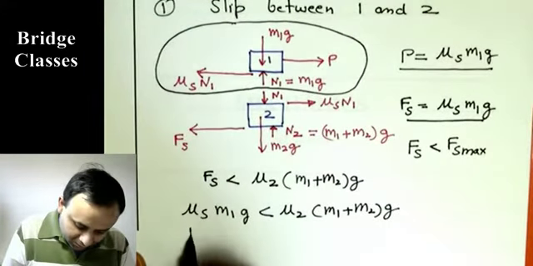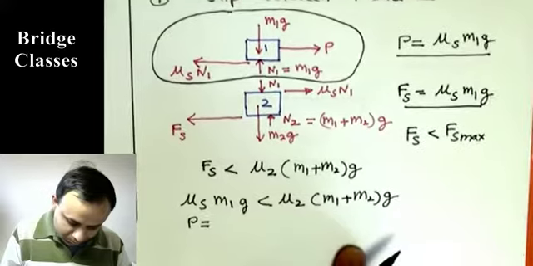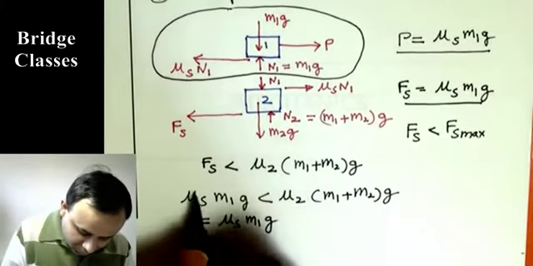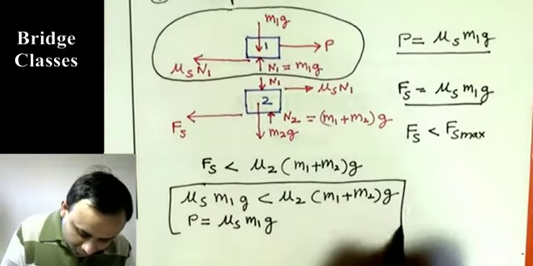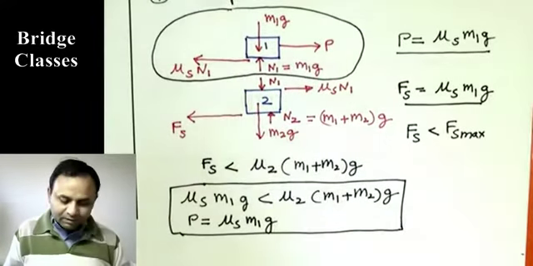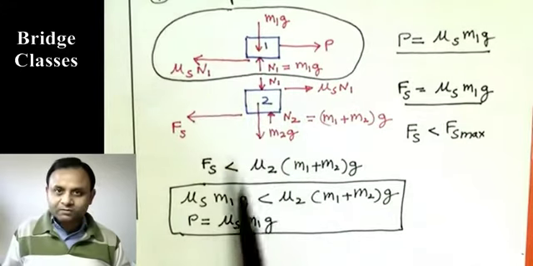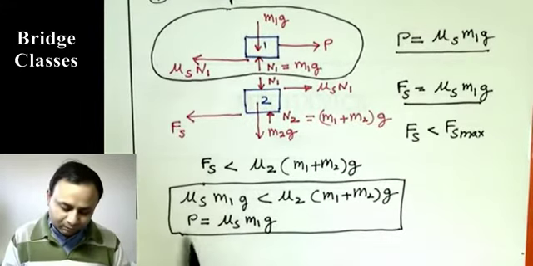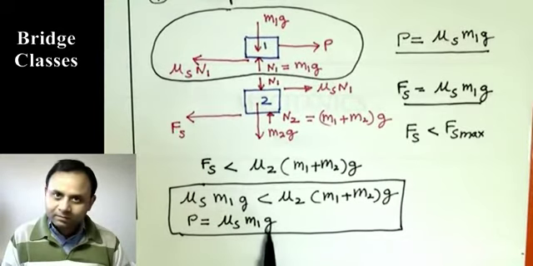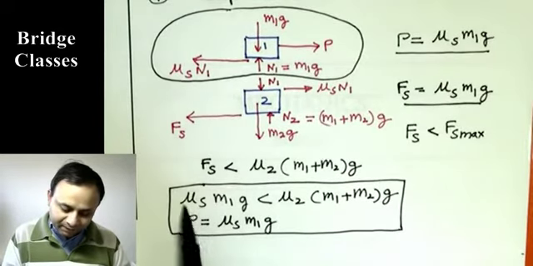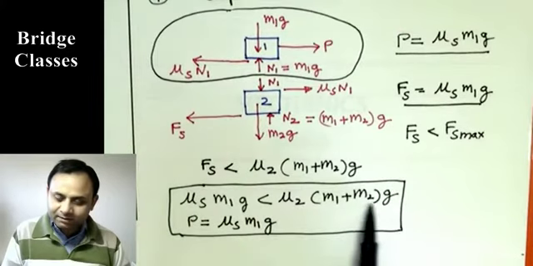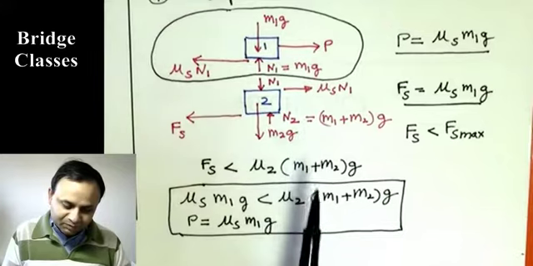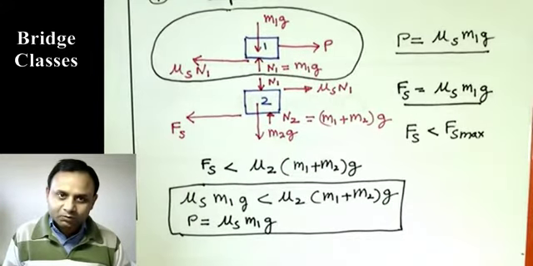and P equals mu s M1G. So if this is true, then there is going to be slipping between 1 and 2. If numbers are given, we'll have to calculate P equals this, and we have to also verify that this number is less than this number. Then we can say that our assumption that slipping happened between 1 and 2 is right.